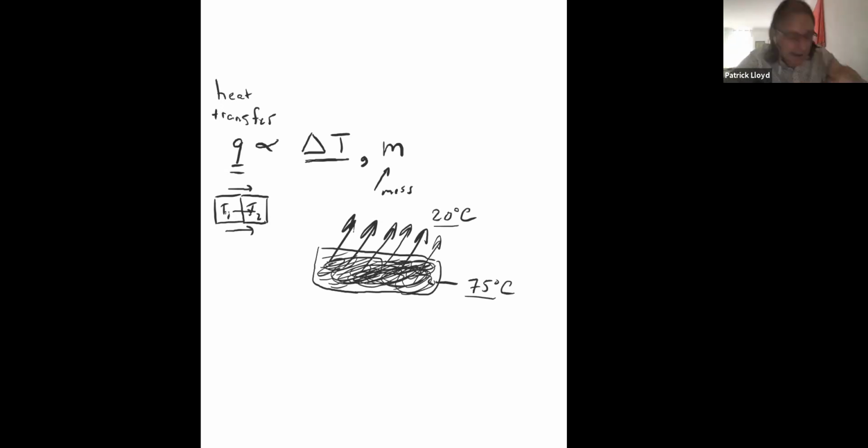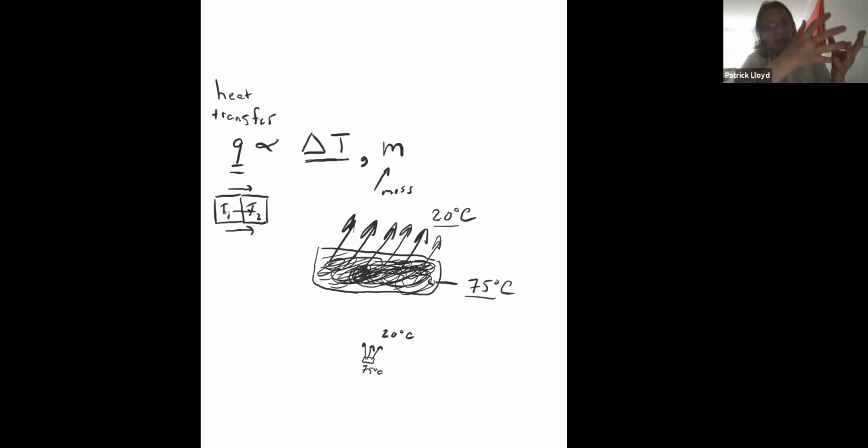So compare that to a tiny little cup of water. And this one's at 75 degrees C. It's still going to transfer heat into the surroundings, right? Because the water is much hotter than the air. But the amount of heat is not going to be nearly as much as here. The amount of heat depends on how much substance you have.